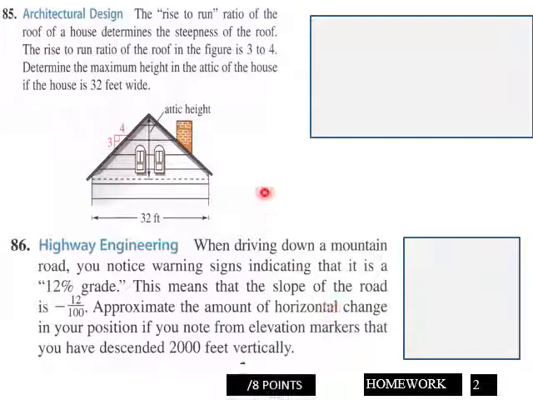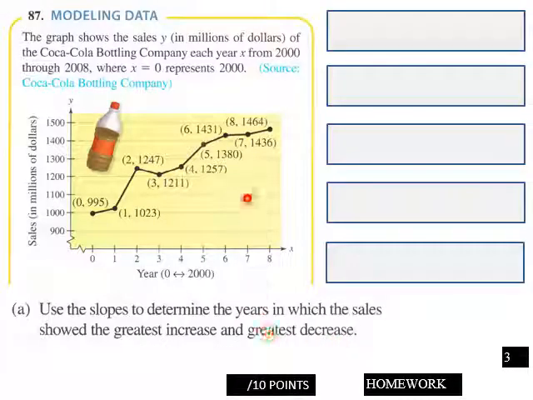Page 2 on your homework is a word problem here using this diagram. And then another word problem here, page 2, 8 points here. Page 3, another word problem here.